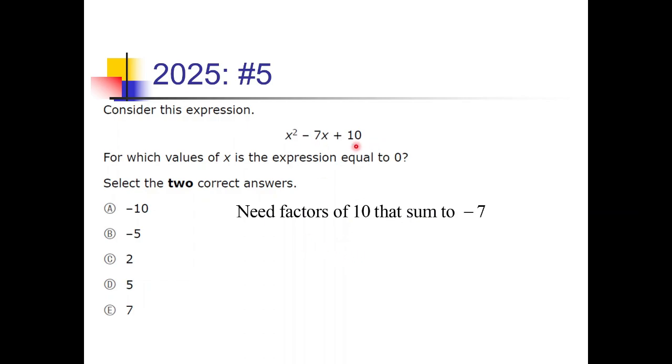So I'm going to split this up into x minus 2 and x minus 5, and I'll set all of that equal to 0. Now that I've done this, I just have to figure out values of x that zero out each of these parentheses individually. So if x minus 2 equals 0, then x equals 2. And if x minus 5 equals 0, then x equals 5. So that's going to be answer choices C and D.